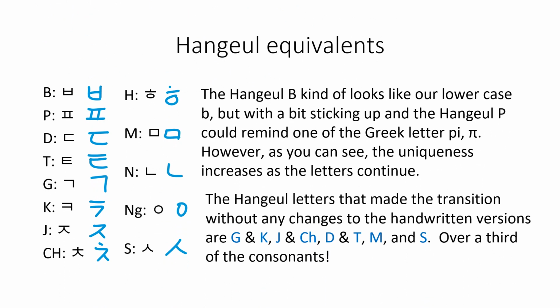There are 13 consonants in Hangul that are similar in English. Here I show you the current English letter and its current Hangul equivalent. The B kind of looks like our lowercase b, but with a little thing sticking up. P might even remind you of the Greek letter pi, if you stretched it a bit. But after that, they are just different. The shapes for G, K, J, CH, D, T, M, and S will be kept as is.